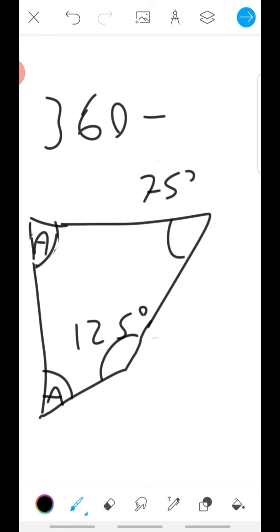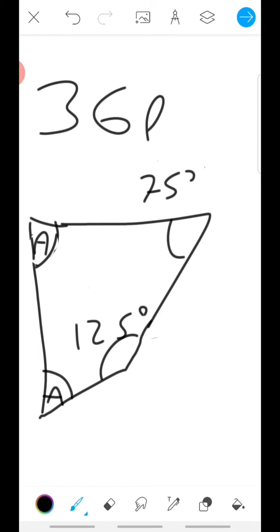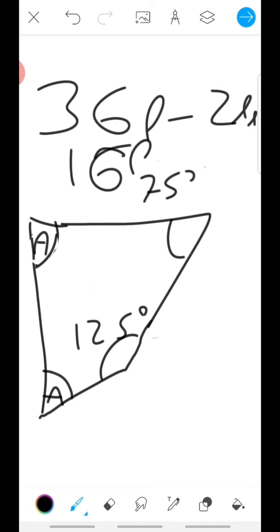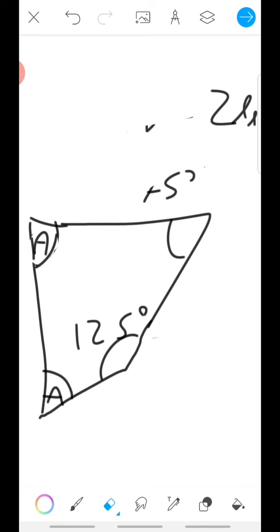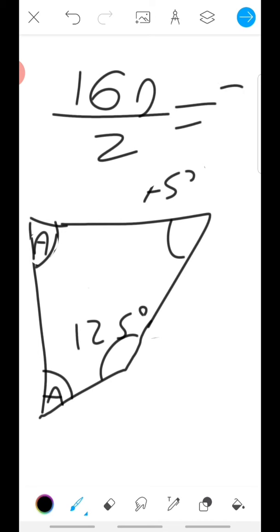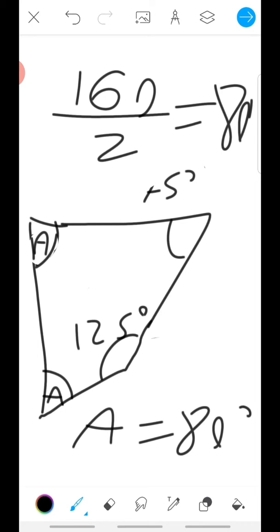And that means 360 minus 75 plus 125. Now we can do that really quickly. 125 plus 75 is equal to 200, meaning that it should say 360 minus 200, which is equal to 160. And as I said before, there are 2 sides that we don't know, meaning that we have to do 160 divided by 2, which is equal to 80 degrees. So A is equal to 80 degrees.